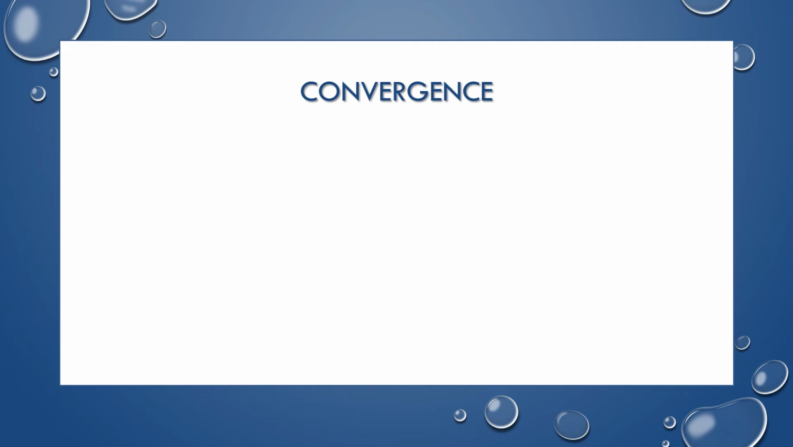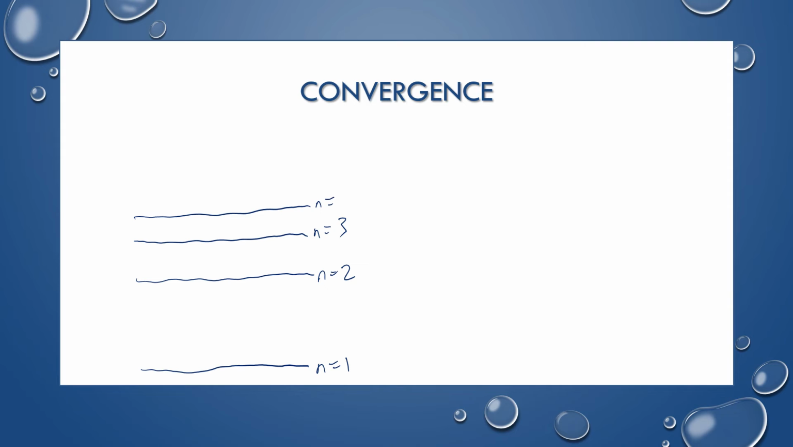Let's review convergence really quick. If you remember when we talked about hydrogen, the difference in energy between the first and second energy level, the second and third energy level, the third and fourth energy level, you'll see there's a decreasing difference between them. I tried to show this, but it's kind of hard on the tablet. So you see there's a smaller and smaller difference.